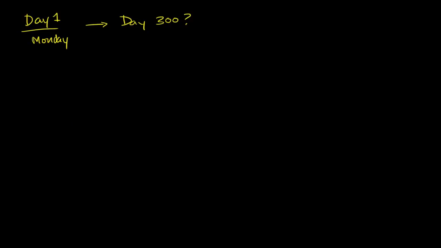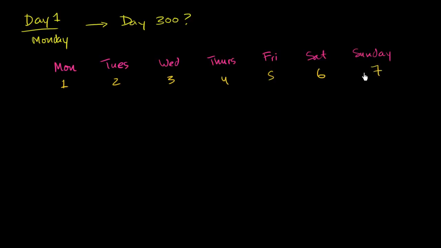So let's just write out the days of the week. You have Monday, Tuesday, Wednesday, Thursday, Friday, Saturday, and Sunday. So if we had a lower number here, we could just fill this out. Monday is day 1, Tuesday is day 2, Wednesday day 3, 4, 5, 6, 7. I'll keep going. Day 8, well, that's going to be a Monday again. 9, 10. I'm almost writing a calendar out. 11, 12, 13, 14, 15, 16.